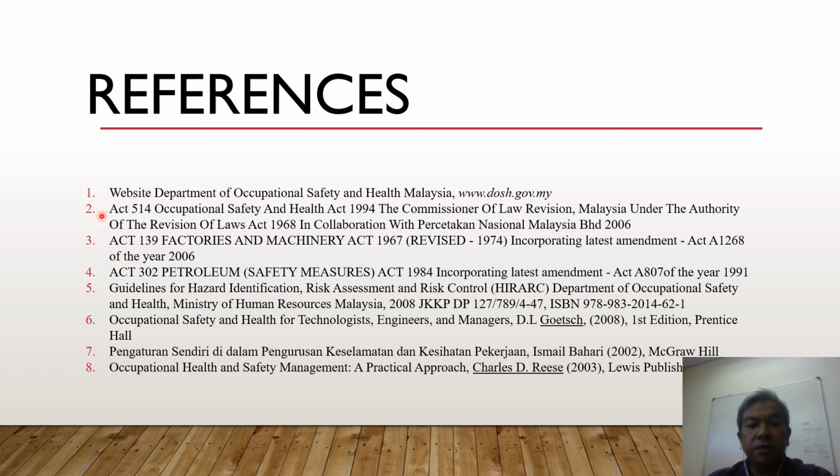And under these two acts, we have several regulations. Okay, those regulations also need to be referred, and then you can get it from this website also. Apart from the act and regulation, we can also get, for example, guidelines for hazard identification, risk assessment, and risk control, this HIRAC. This HIRAC guideline also can be obtained from DOSH. It's not only this guideline, we can also have many other guidelines and also industrial codes of practice from that website. So it depends on your need. You can search the document within this website.